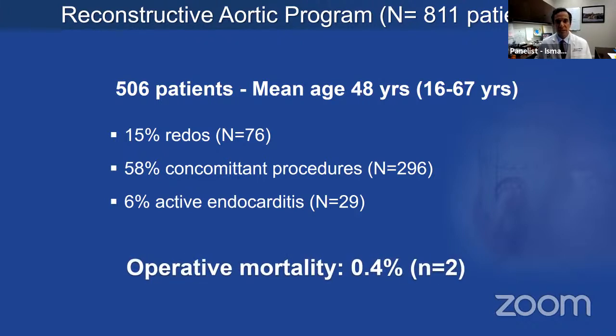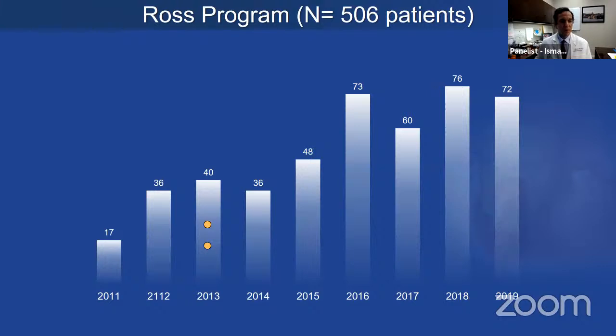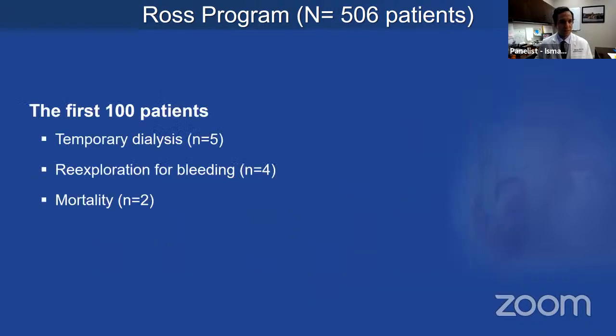Operative mortality was very comparable to regular aortic valve replacement, with 2 patients dying perioperatively. One was a third redo. The other was a patient who required double valve replacement for mediastinal radiation disease. Importantly, both of these mortalities occurred early in the experience. And since 2013, we've had, knock on wood, no mortalities after the Ross procedure.